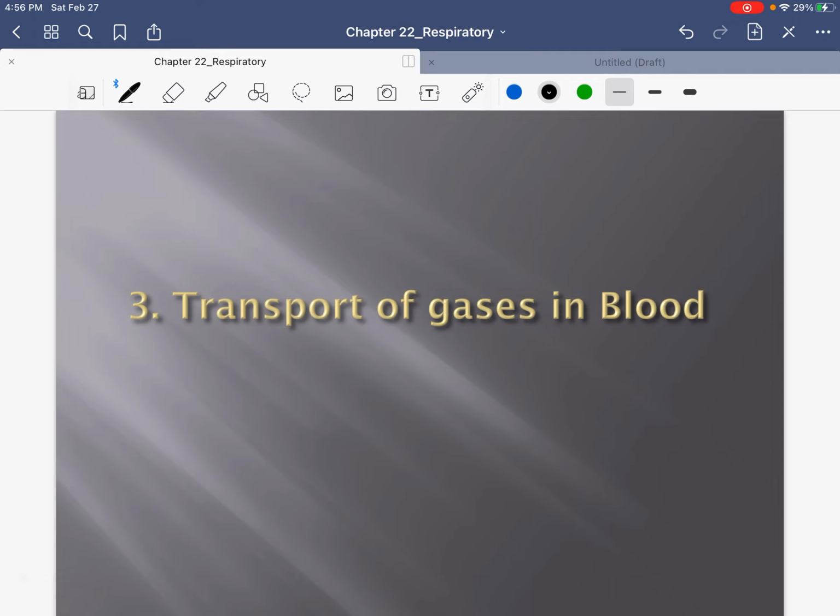Okay, so what's our third step? Well, we ventilated, we brought in the air all the way down to the alveoli. Step number 2 is we do external respiration, where we transfer through diffusion the oxygen from the alveoli into the blood. And of course, at the same time, diffuse carbon dioxide from the blood back into the alveoli so we can breathe it out. But now we have this oxygen-rich blood. It's going to be pumped back to the heart, and the heart is going to pump out that oxygen-rich blood out to the body.